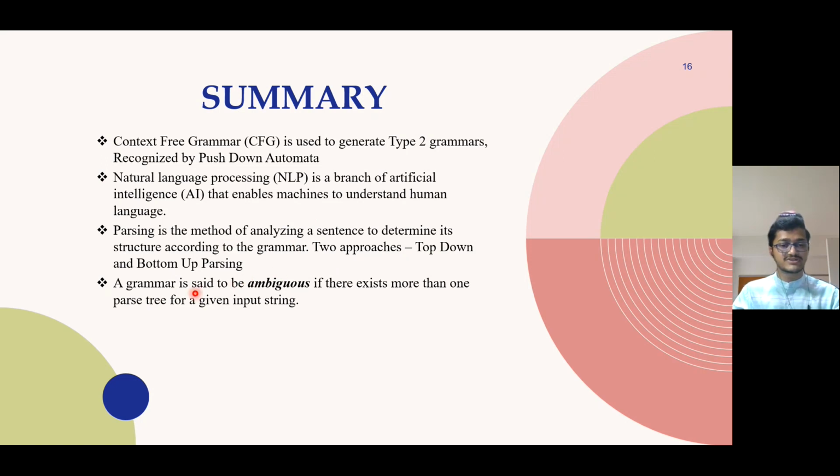An important flaw of this parsing method is ambiguity. A grammar is said to be ambiguous if there exists more than one parse tree for the same input string by following the same rules of CFG. Okay.